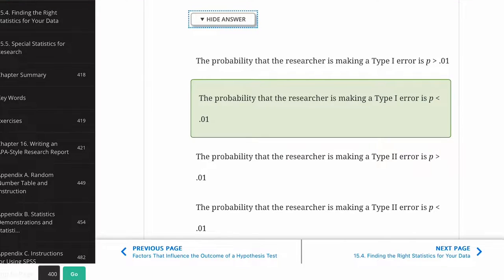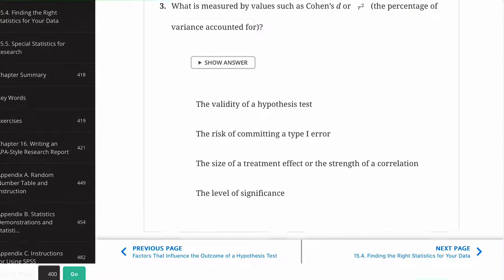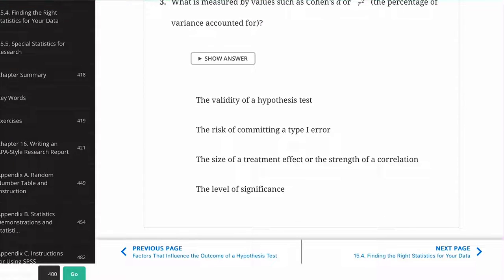0.01, okay? Remember, the type 1 error rate, if you want to call it a rate, is the same as that p-value of 0.01. So the probability that the researcher is going to make that type 1 error that's going to say that there was an effect when there was not, so they're going to say there's an effect when it actually occurred by chance, is 0.01, or a 1% chance.